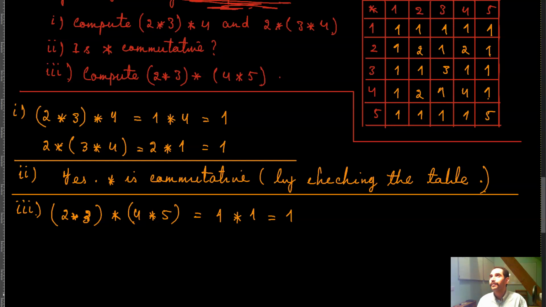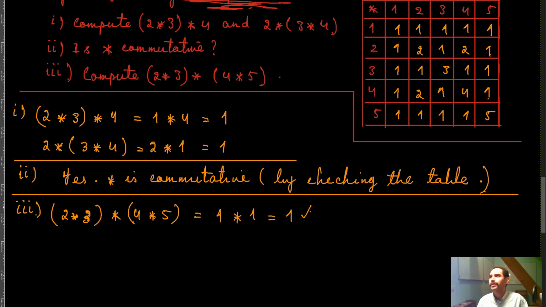So the answer is 2 star 3 star 4 is equal to 1. For every A, comma B belonging to this, we have A star B equal to B star A, therefore the operation is commutative. That's exactly the kind of reasoning that I used. And that is equal to 1. Okay.